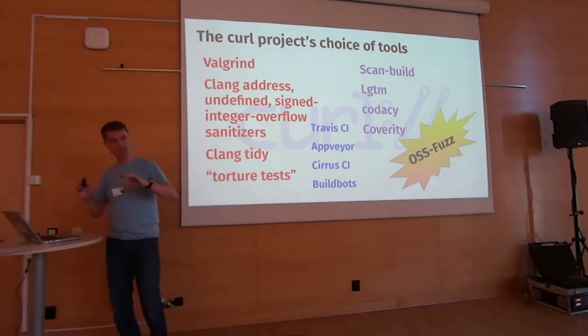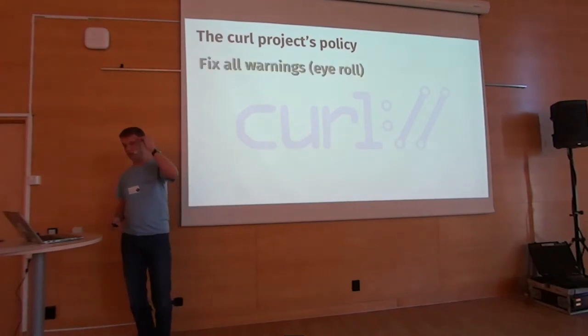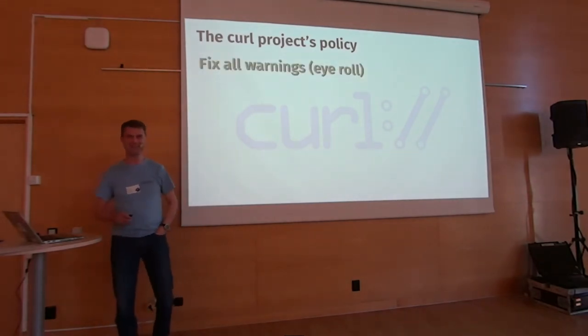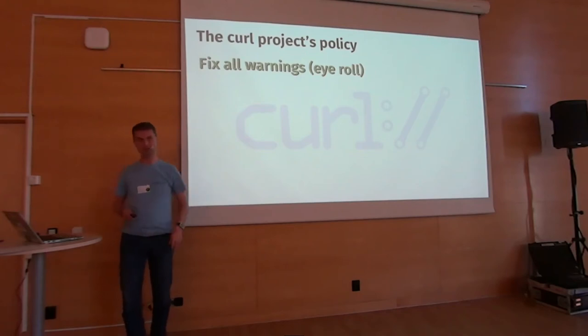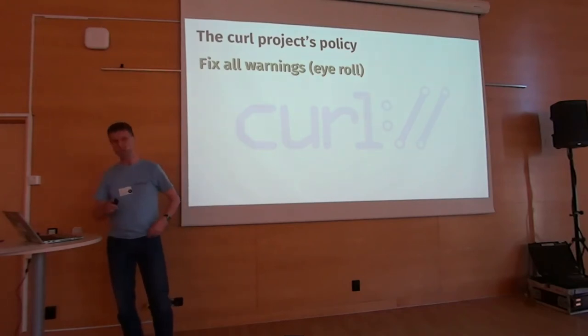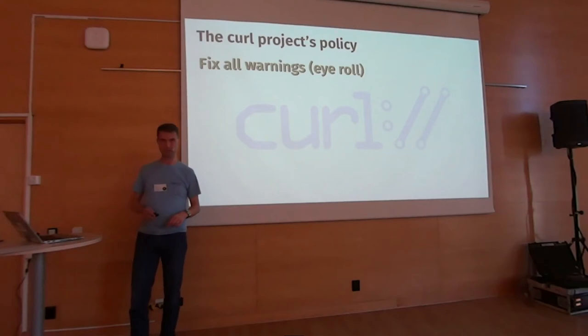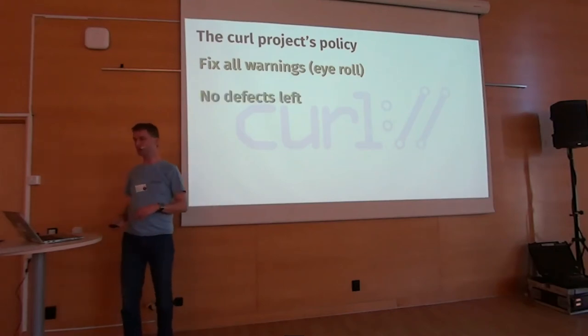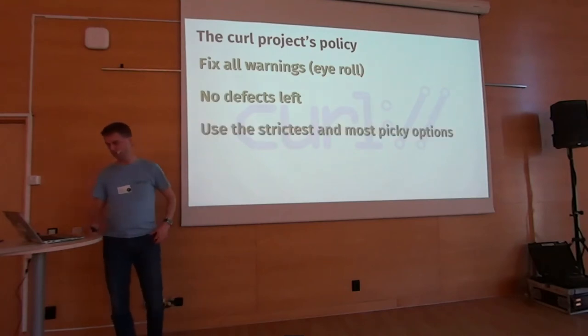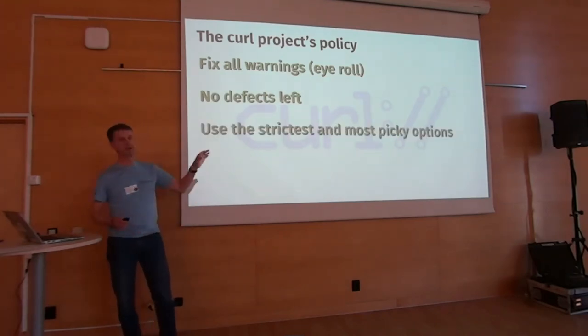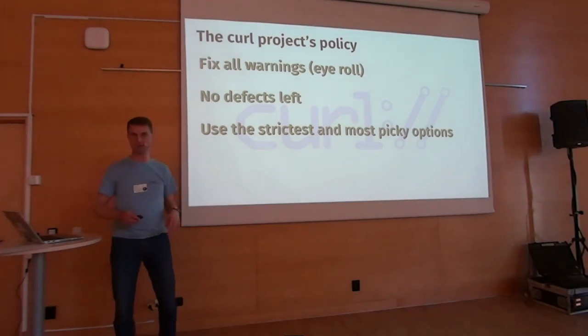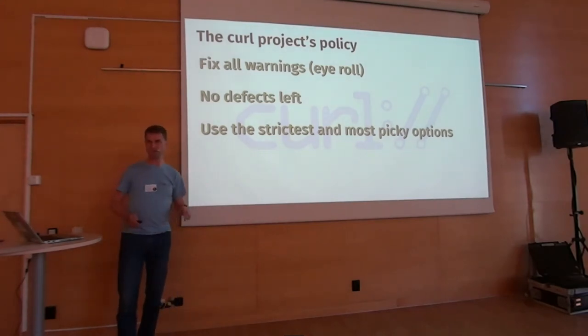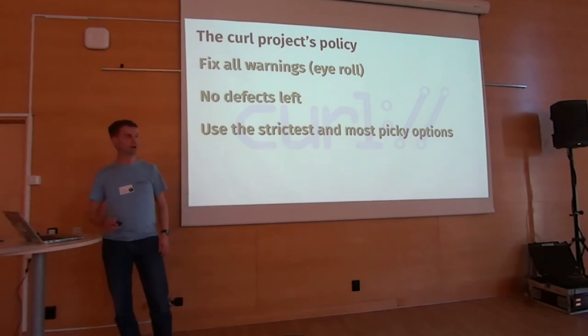So basically then, just to go back to what I said before, we have a few policies in the project. We fix all warnings, which is easier said than done, because we support basically every 32-bit architecture you can imagine. So having the code run warning-free everywhere, it's a little bit of a cat and mouse game that we never really completely managed to come out alive from. So yeah, we have a few warnings, but basically we fix all warnings. And we don't leave any defects detected by any of these tools. And we always build everything with as strict and most picky warning or compiler options that we can find. Anything that is suspicious, we fix and make them not complain and warn about anymore.